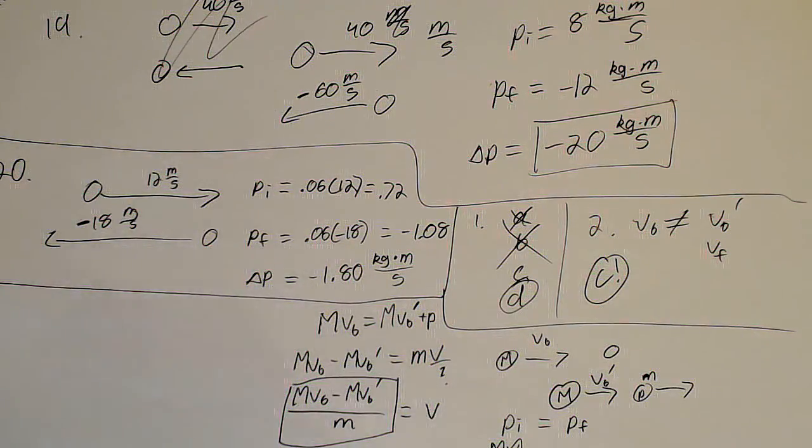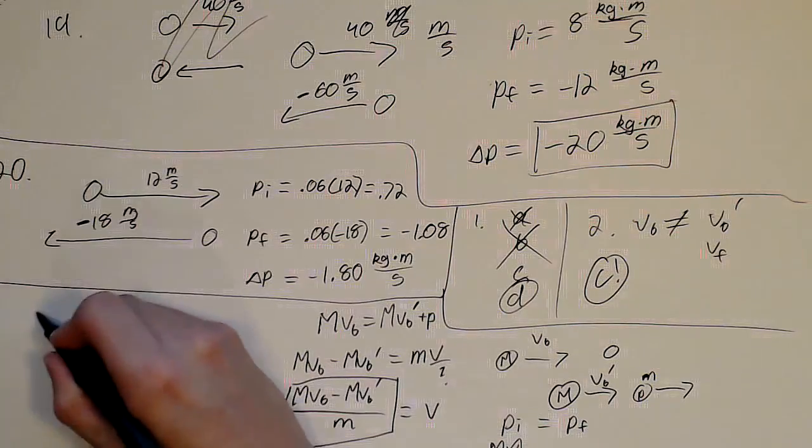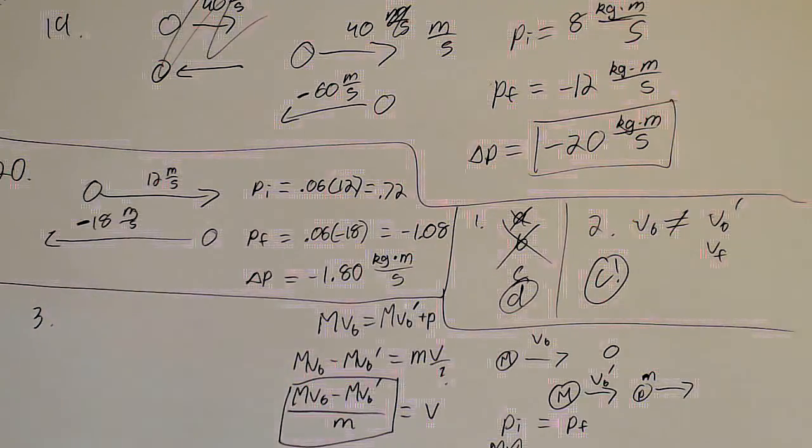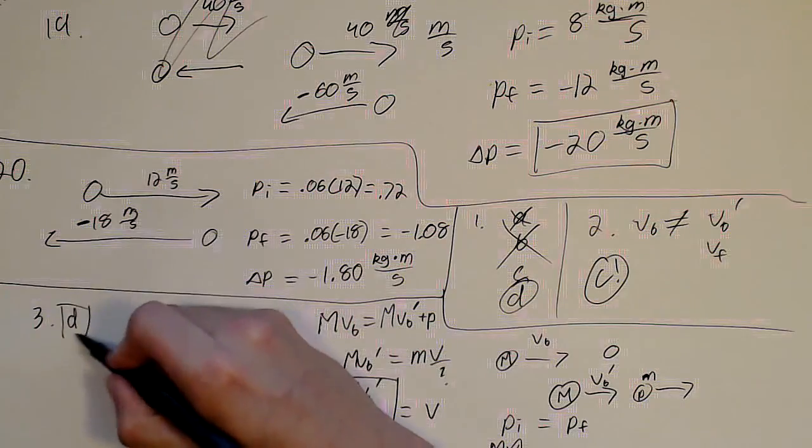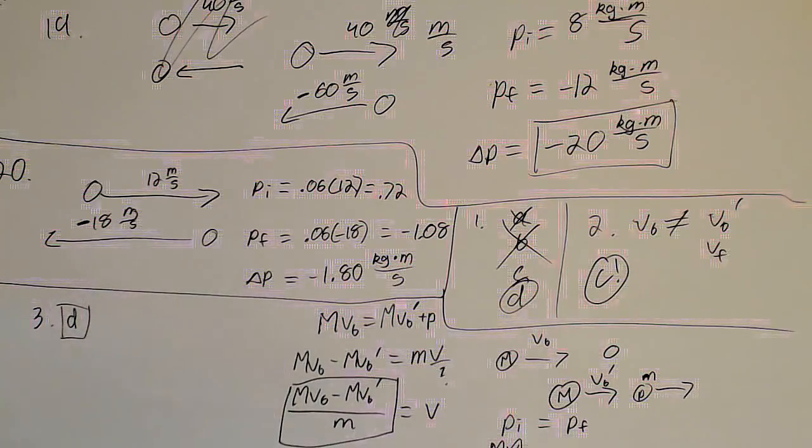Okay, question 3 on the multiple choice says, momentum is conserved for A, elastic collisions, B, explosions, C, inelastic collisions, or D, all the above. And there's a little law called conservation of momentum, so I think we should be able to know that it's D, all the above, because momentum is always conserved.